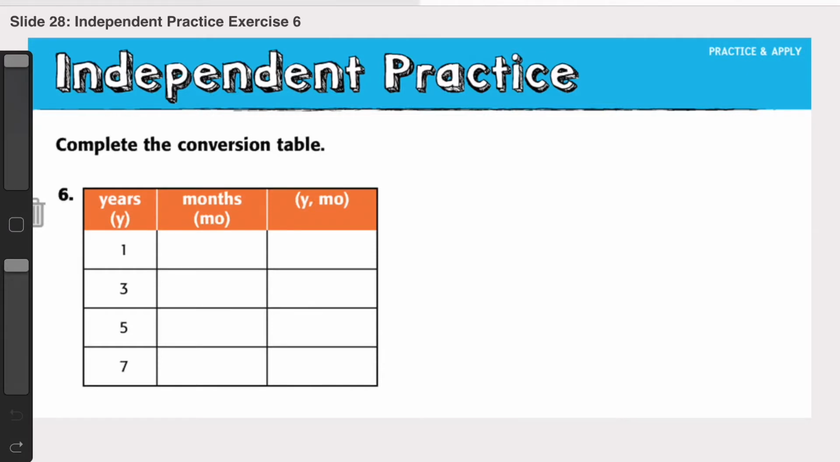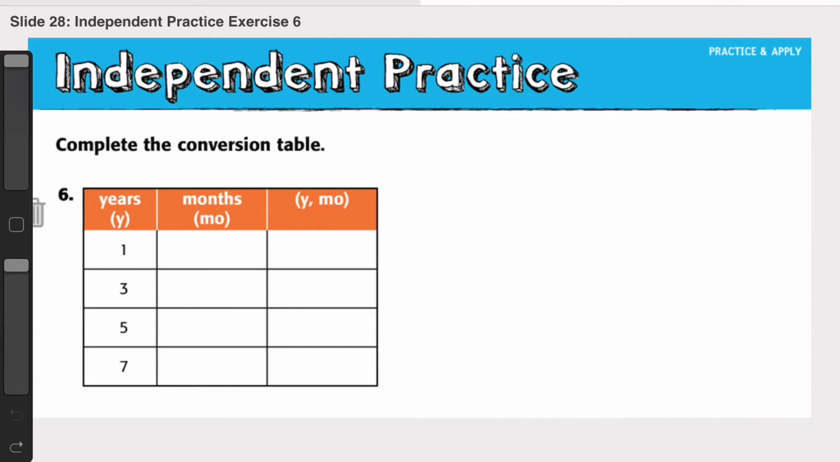Alright. We are doing time conversions today. So, time conversions, you just have to remember things like how many minutes are in an hour, how many hours are in a day, all things that you should be fairly familiar with.